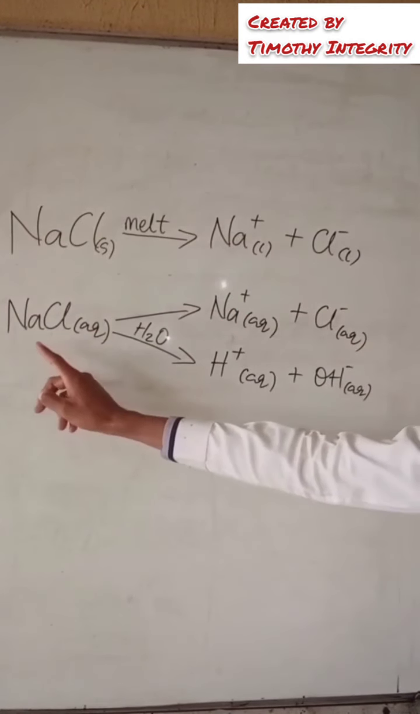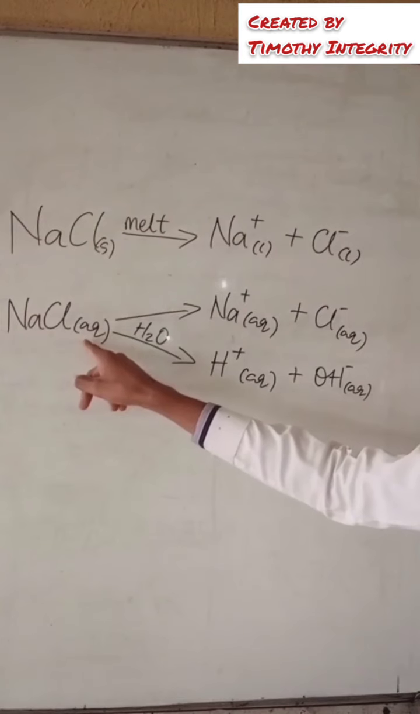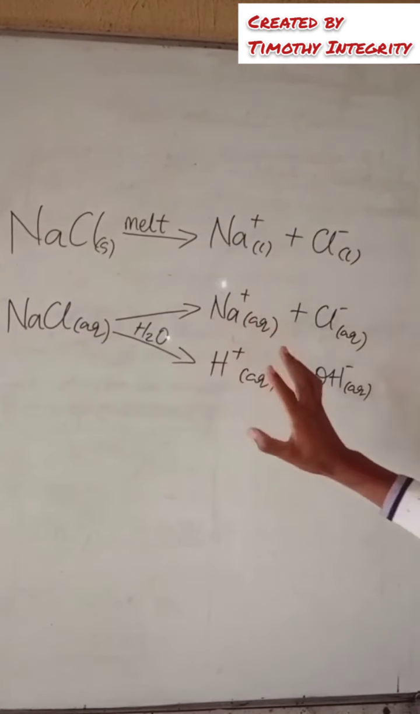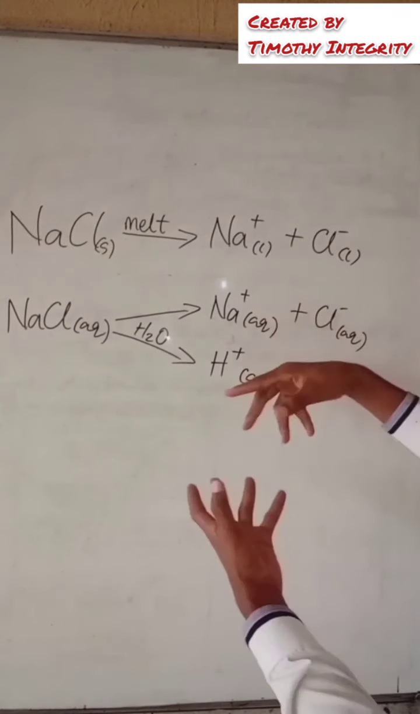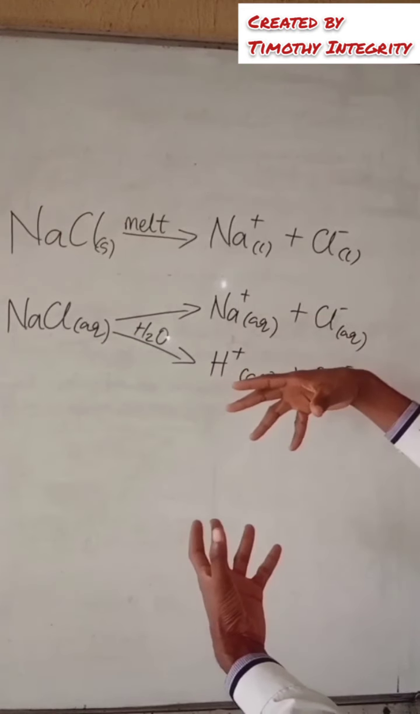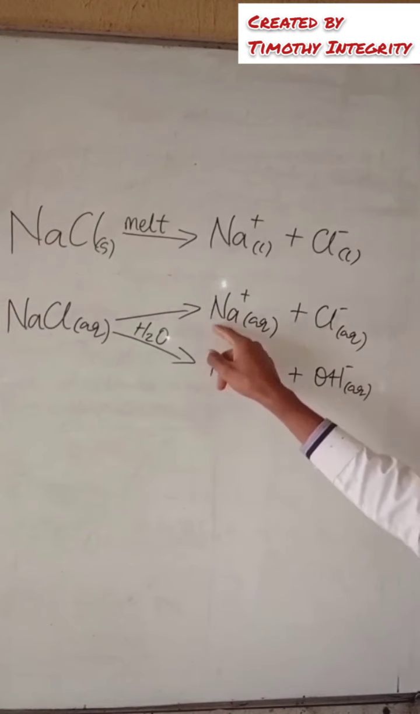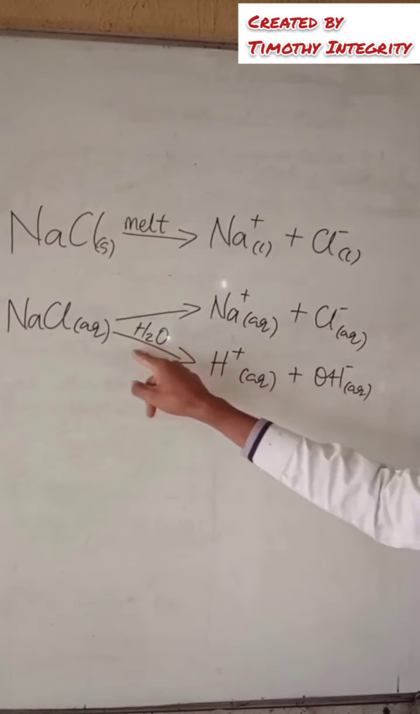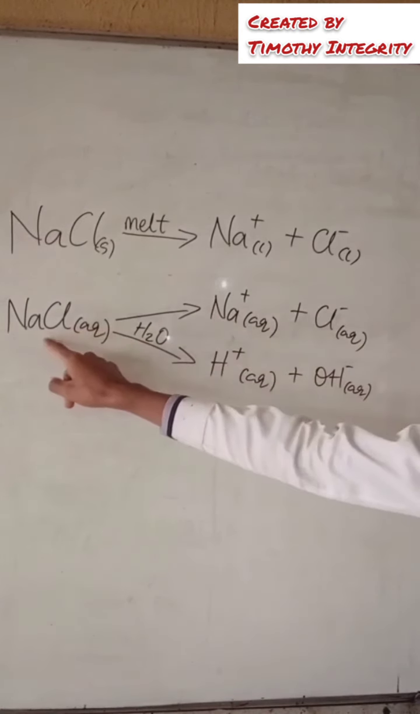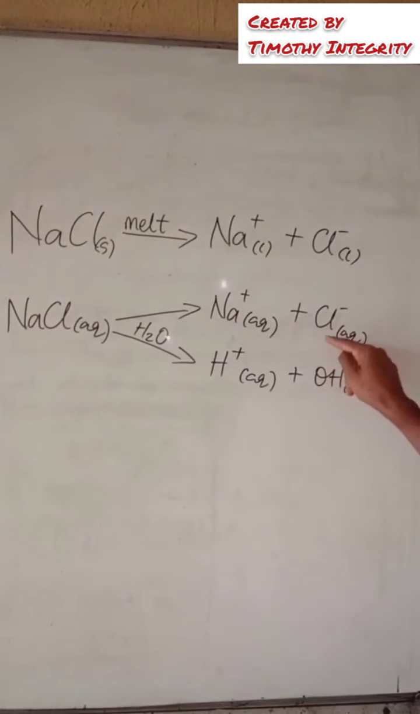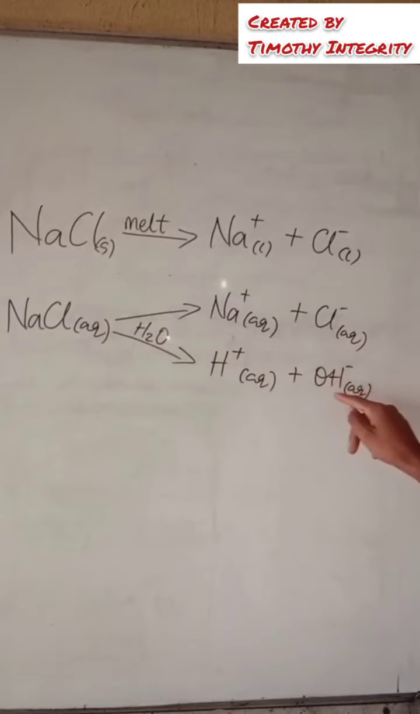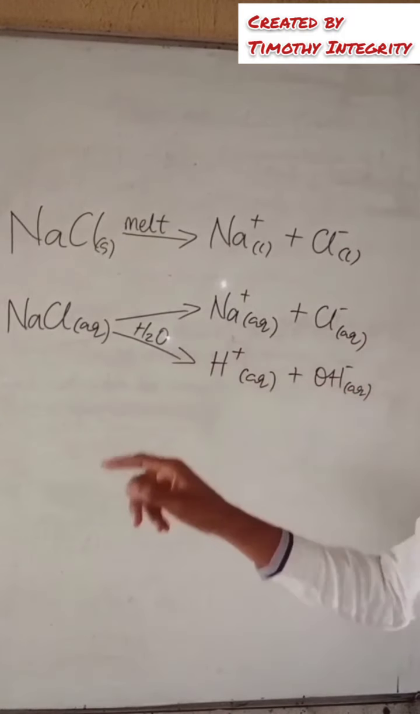Now we have this second scenario, sodium chloride in aqueous solution. Now it will ionize this way. When you complete the circuit, you have the two cations, hydrogen ion from water and sodium ion from sodium chloride. You now have the two anions, chloride ion from sodium chloride and hydroxide ion from water.